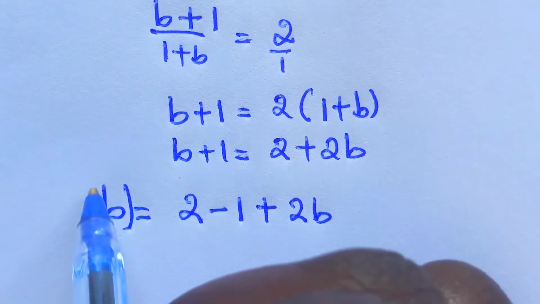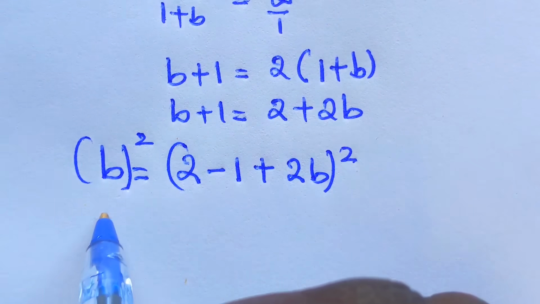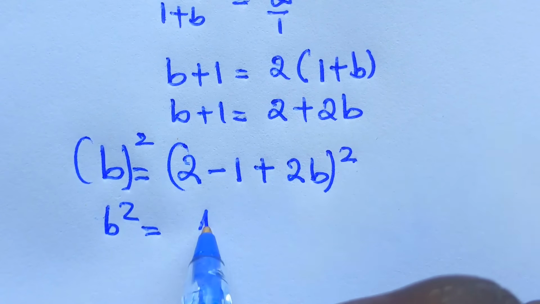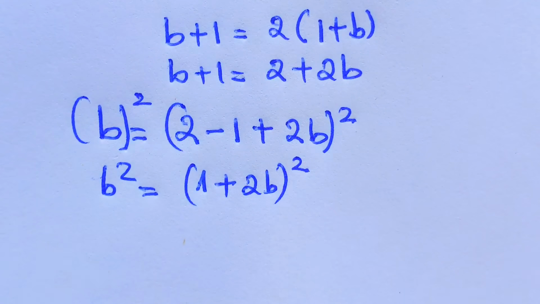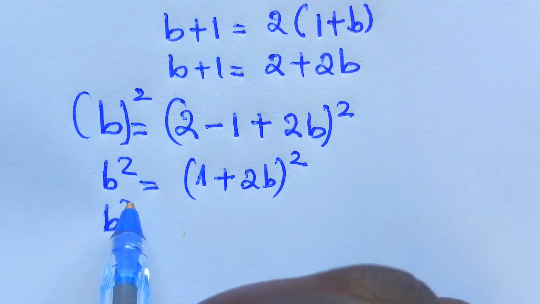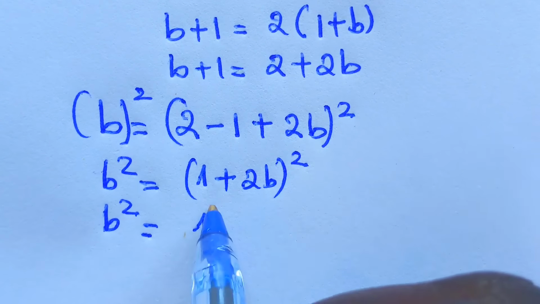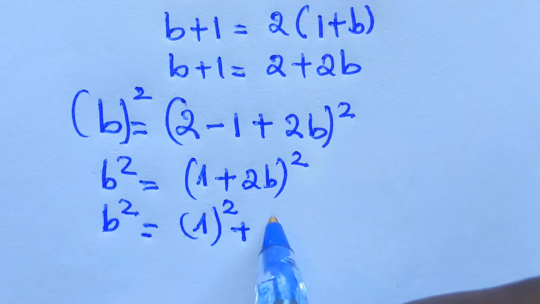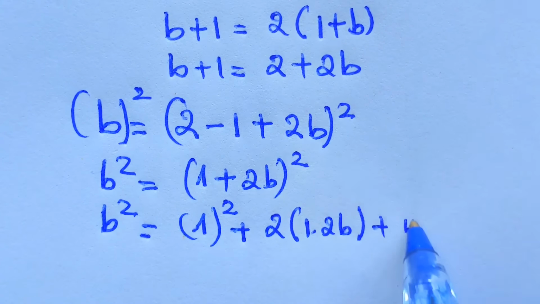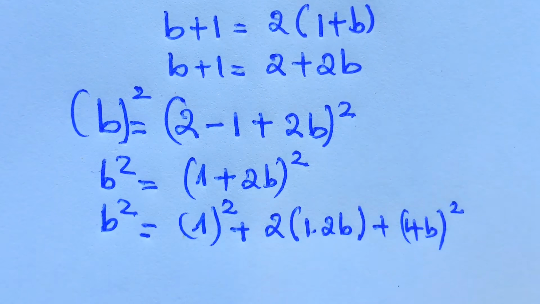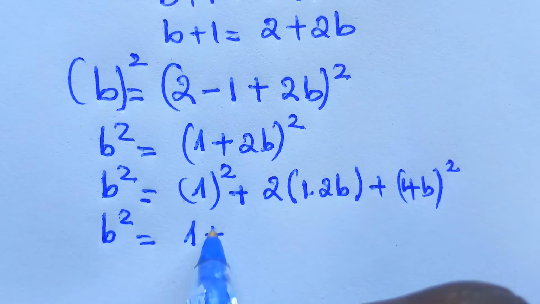Now we can say that here b = 2 - (1 + 2b). Then by squaring both sides, what should we get here? Of course we have b squared, which equals (1 + 2b) squared. Now of course this is b squared, which equals 1 squared plus 2 times 1 times 2b, then plus 4b squared.